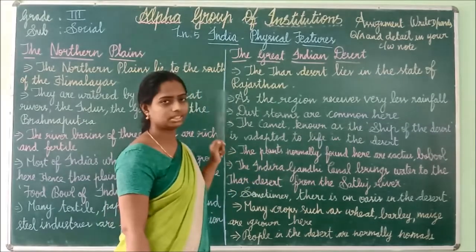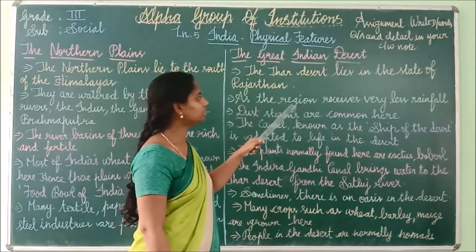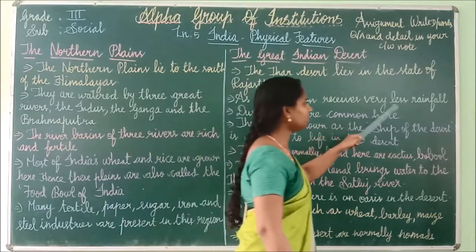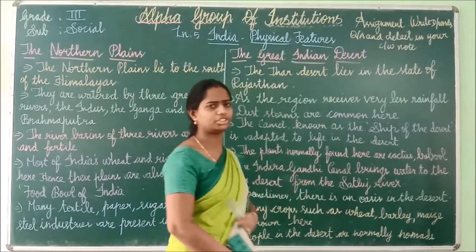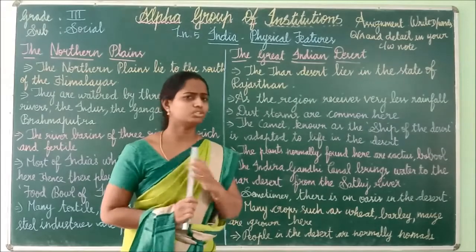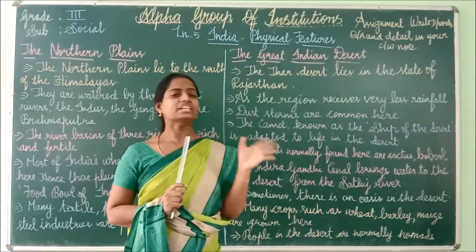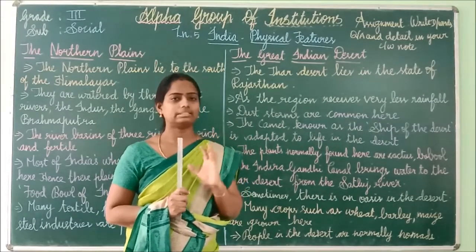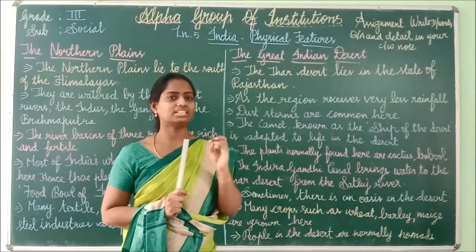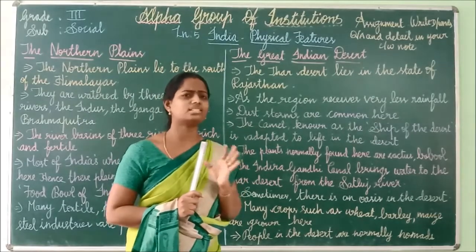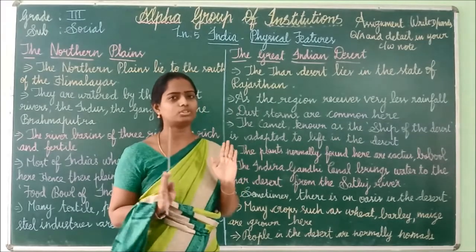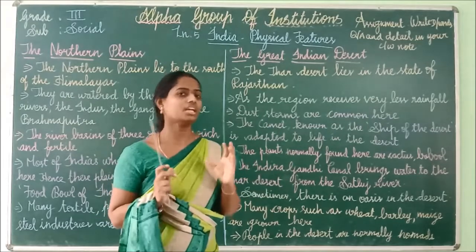And the second point, what is it here? You can see the region receives very little rainfall. There is no rain at all, so it is very dry. The Thar Desert is very dry because it receives very little rainfall, which means no rain at all throughout the year. So it is very dry.